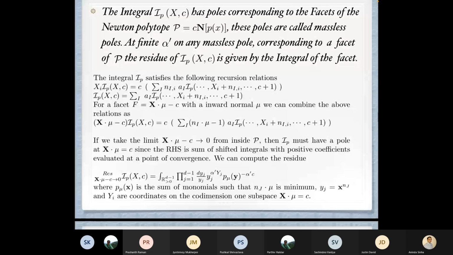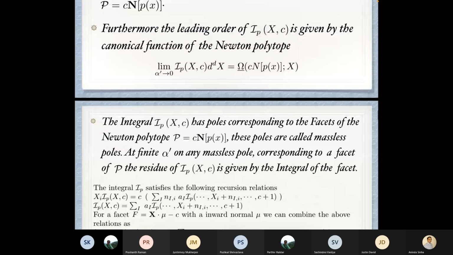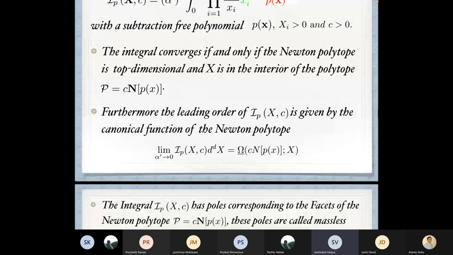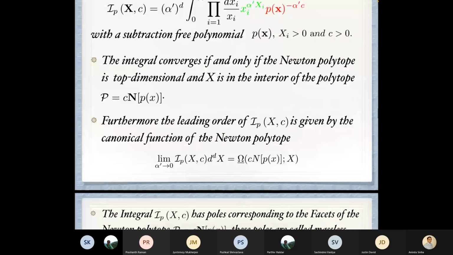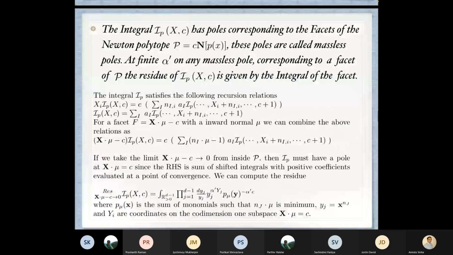In fact, for zero alpha prime, we know this integral factorizes, right? Because it's just the canonical form of the Newton polytope, and we know from the properties of the canonical form that it factorizes. But for finite alpha prime, at any massless pole, the integral just reduces to the integral of the facet.